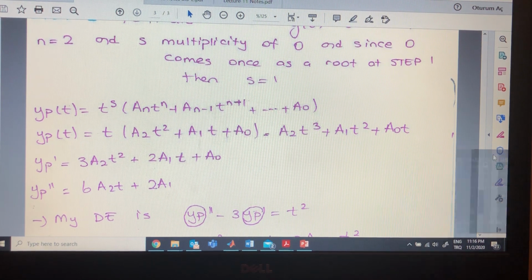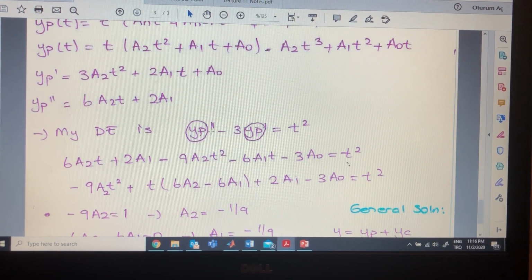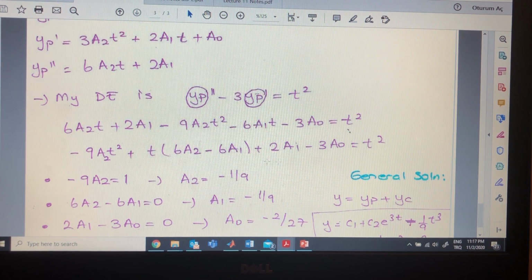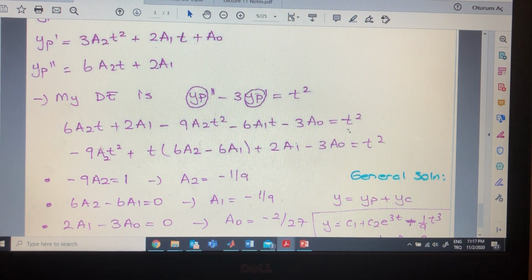I need to plug into my original differential equation, make it equal to t squared, plug in the second derivative and the first derivative here, and check that out. There is a t squared term, a t term, and a constant term on the left, but on the right there is only a t squared term. That's why I need to make this coefficient equal to 1, because the t squared coefficient is 1. The other coefficients, this term and that term, should be 0. And exactly this is what I'm doing.